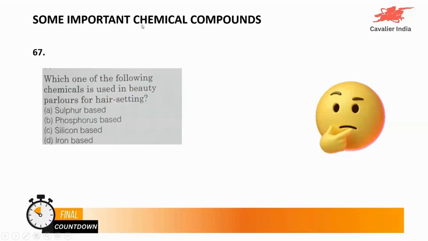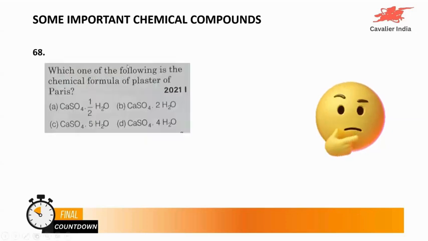Next question. Which one of the following chemicals is used in beauty parlors for hair setting? Sulfur based, phosphorus based, silicon based, iron based. Any idea? Those who are going to beauty parlors, any idea? Which one of the following chemicals is used in beauty parlors for hair setting? It's silicon based, okay. That chemical is used.